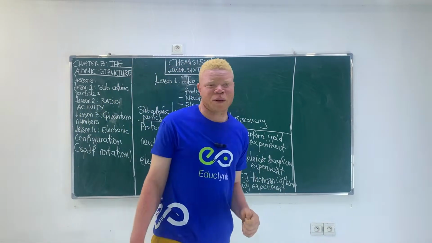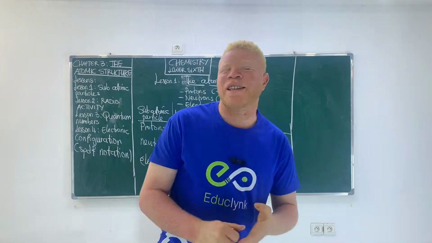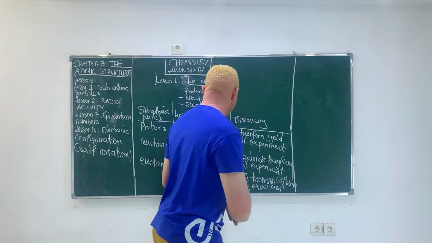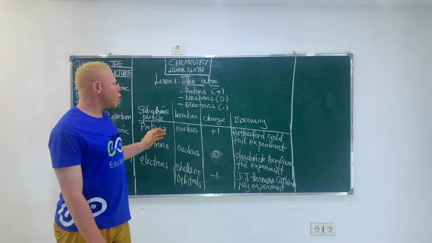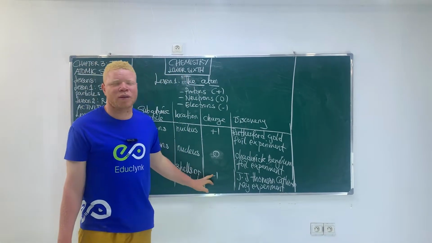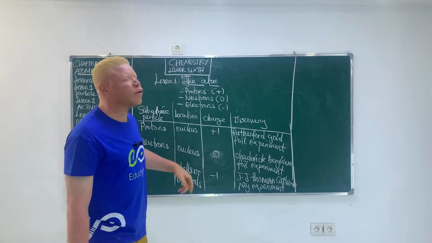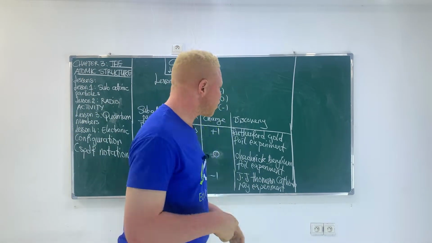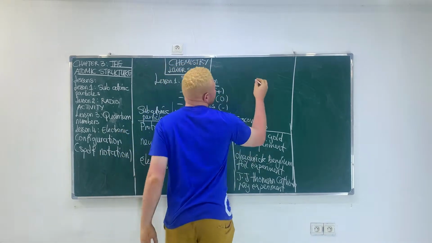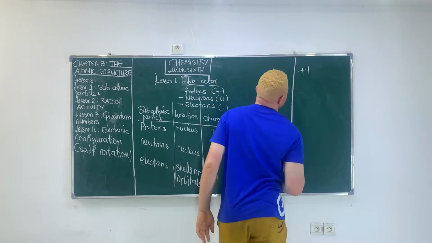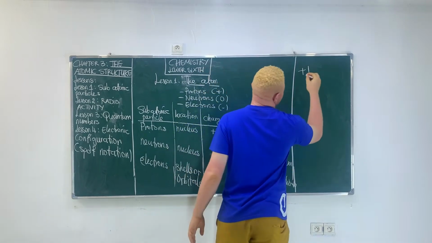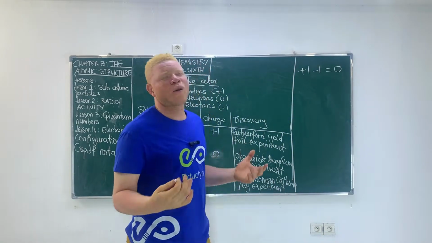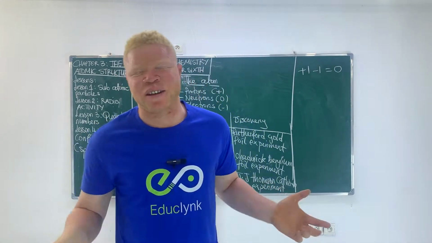The J.J. Thomson experiment. The atom is electrically neutral, meaning the charge of an atom is 0. Why? We have an equal number of protons and electrons, so they counterbalance each other. The charge of the proton is +1, the charge of an electron is -1. At the end of the day, we have 0. So an atom is electrically neutral.